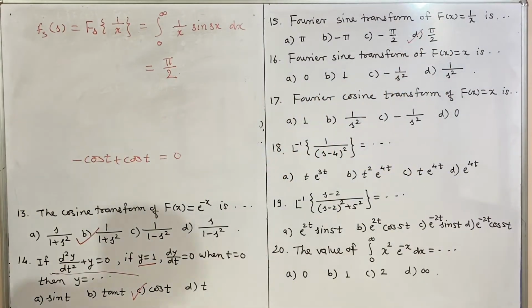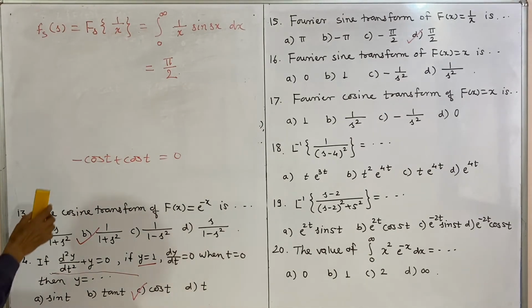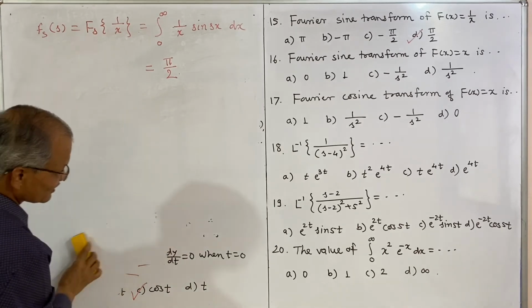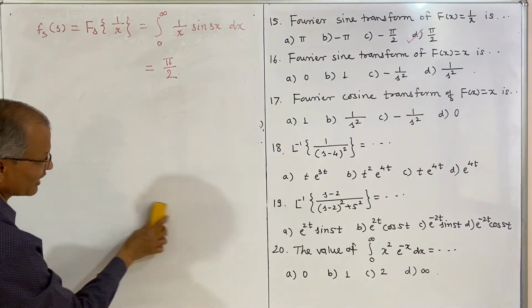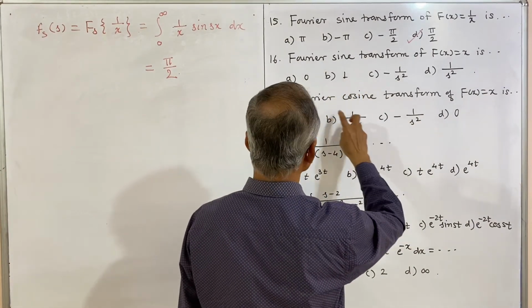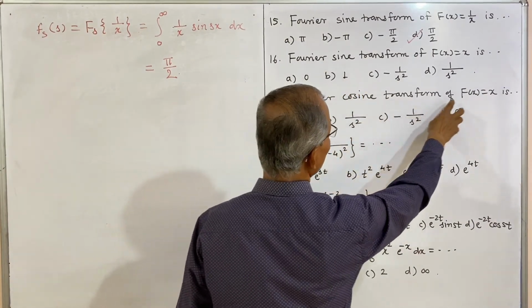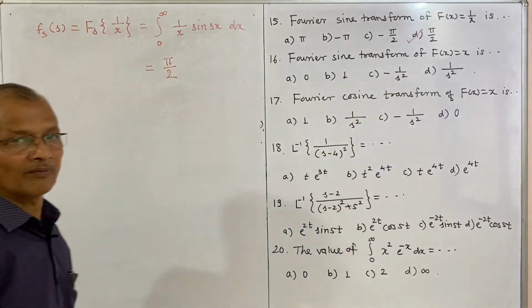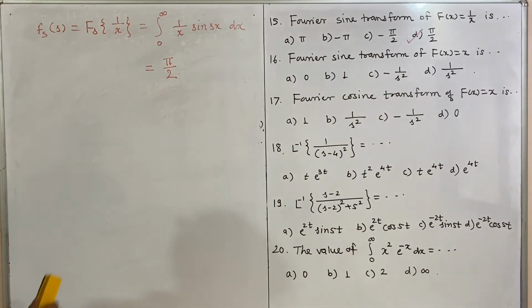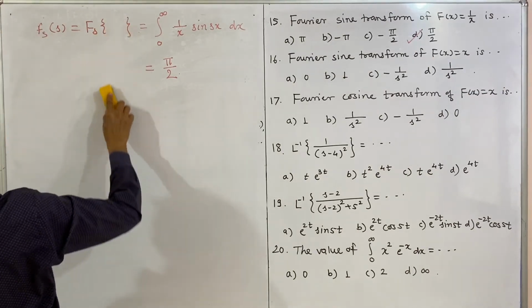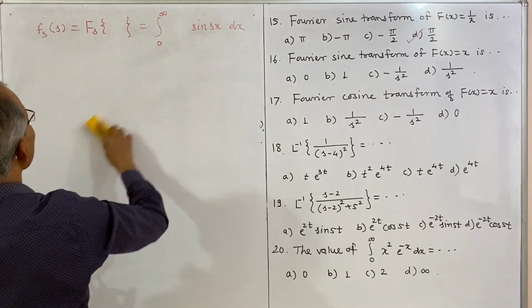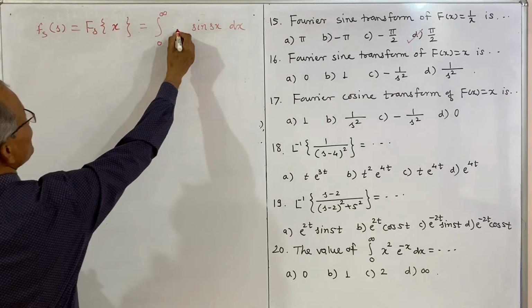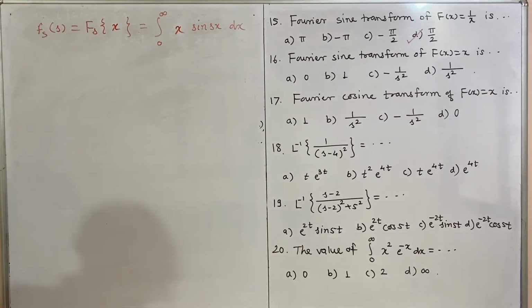The next is Fourier sine transform of x. Here I have listed two problems. Fourier sine transform of f of x is equal to x is which one, and next is Fourier cosine transform of f of x is equal to x is which one. Sine and cosine transform of f of x equal to x we shall find out. If we write this sine transform, then Fourier sine transform of x is x into sin sx, and that we shall denote by Fs.